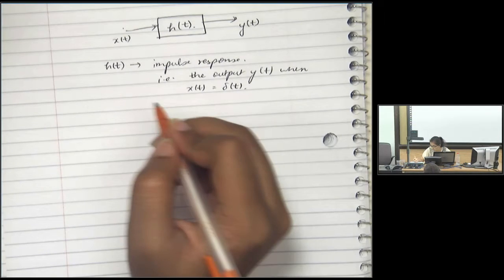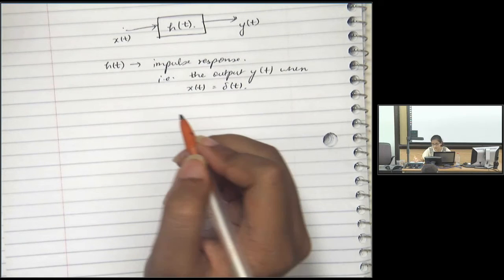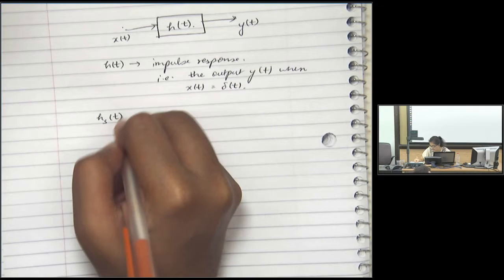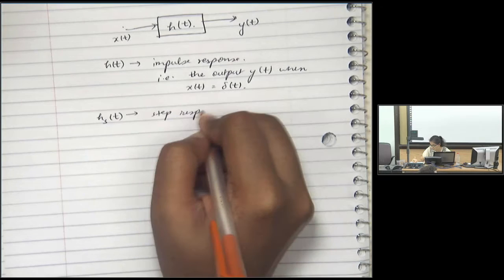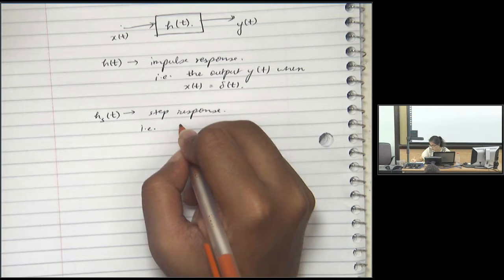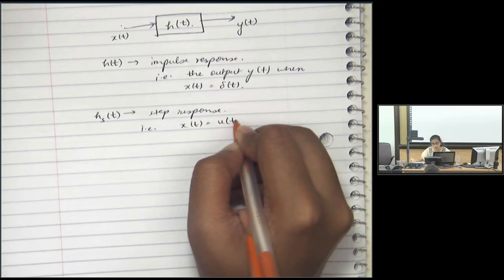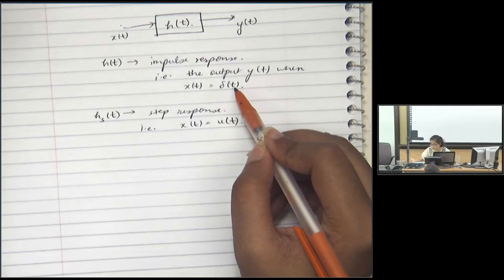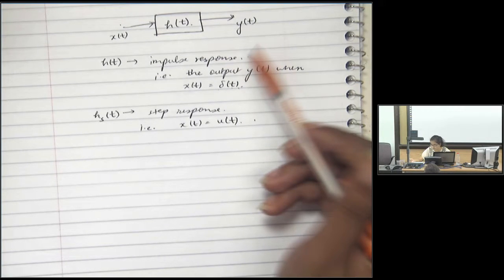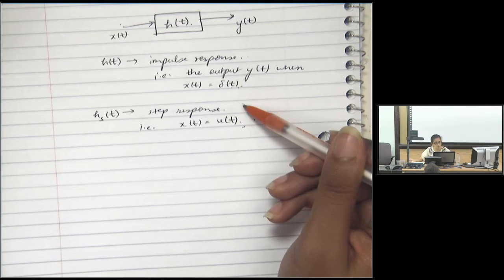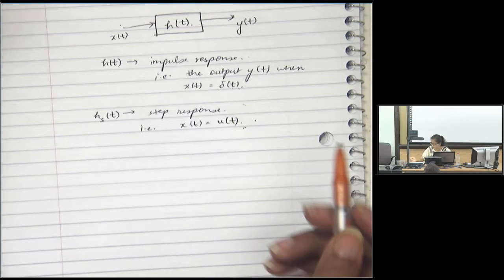Now, in the exams you could also be asked for a step response. Let me write step response as h of st. The step response is analogous to the impulse response. That's when x of t is equal to u of t. When you apply x of t equal to delta t, the output that you get is your impulse response. When you apply x of t equal to u of t, which is the step function, the output that you get is the step response. Just be clear with these terms.